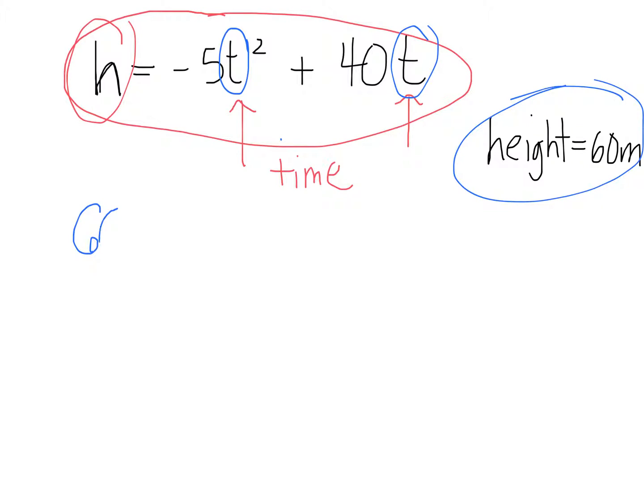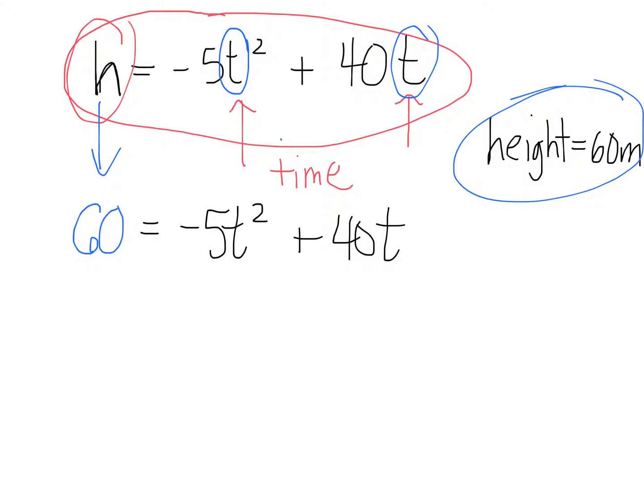When h is equal to 60, we're replacing height with 60. We need to figure out what t is equal to. What is the time? How long does it take her rocket to get to 60 meters? Now that we've made h 60, let's rearrange this equation to put it in standard form.